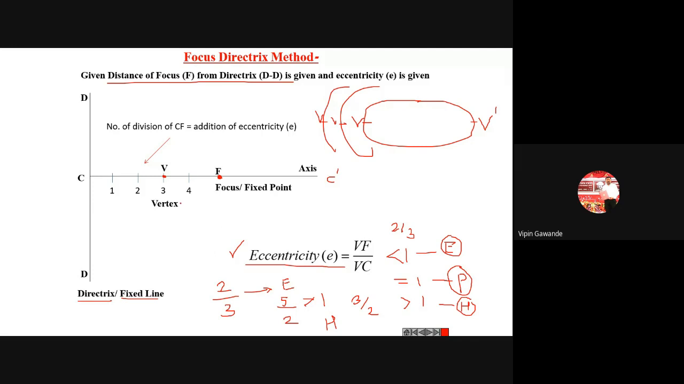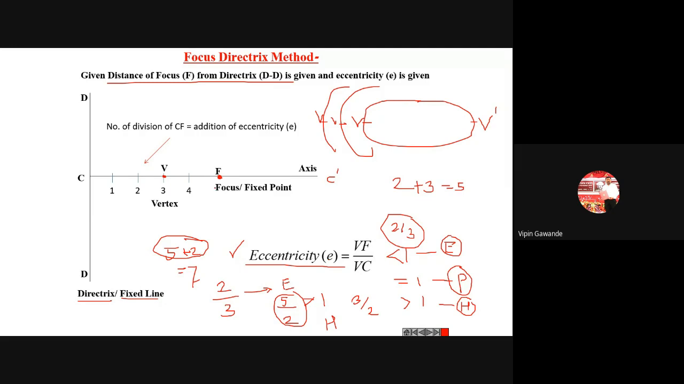Okay, so we have marked here the point. After that we have to mark this vertex. Now we don't know where to mark this vertex, so we have to divide this CF line. In how many divisions we have to divide this CF line? That is equal to the addition of eccentricity. So if eccentricity is given 2 by 3, we have to divide this into 2 plus 3, that is equal to 5 parts. If the eccentricity is given 5 by 2, then we have to divide this into 5 plus 2, that is equal to 7 divisions. So the division of the CF depends on the addition of the eccentricity. Okay, so this much we have to do.